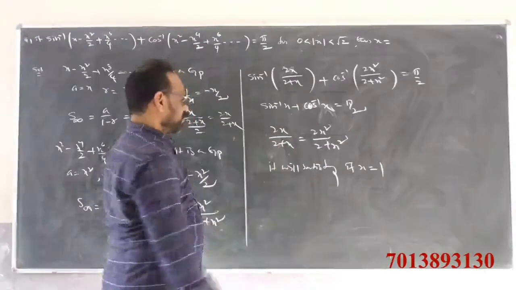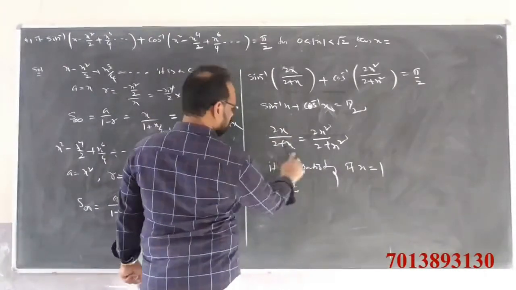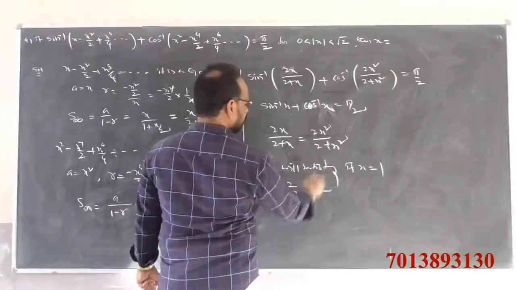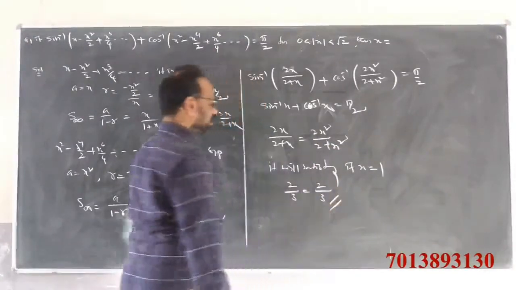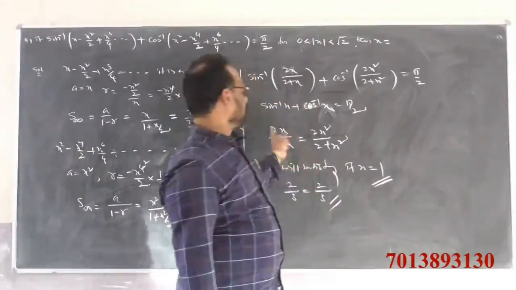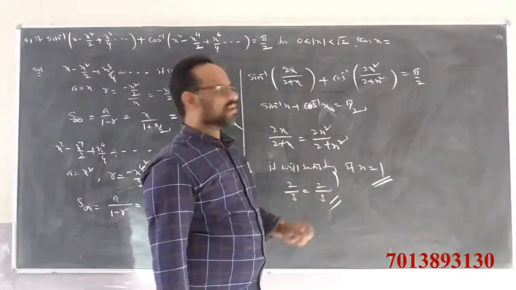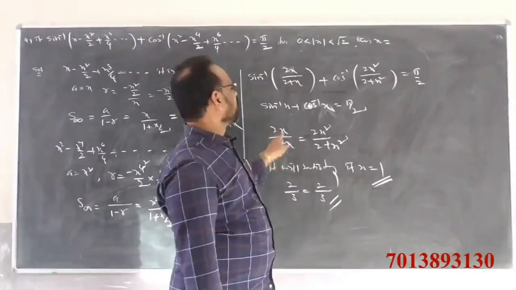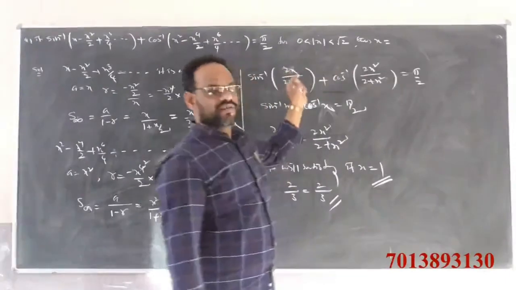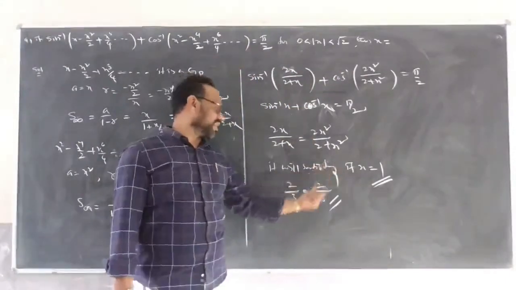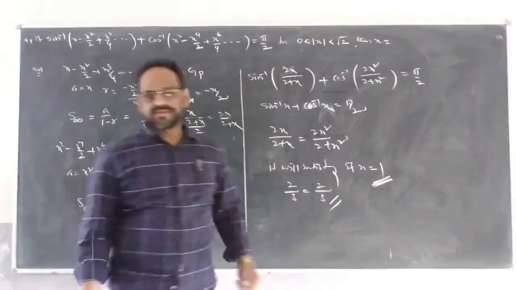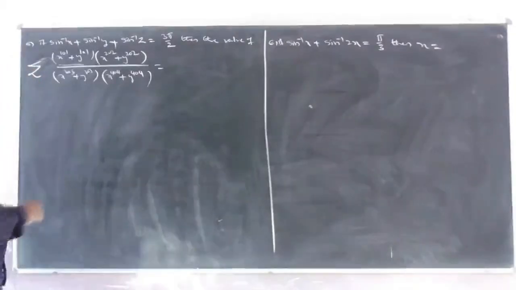Observe here: 2 into 1 is 2, by 2 plus 1 is 3, equals 2 into 1 square is 1, 2 only, 2 plus 1 we get 3. So 2 by 3 equals 2 by 3. So it will satisfy for x equals 1. Or if you do cross multiplication, we get x equals 1. 0 also will satisfy, but the value of x is greater than 0 and less than root 2 by 2. So only one solution, that is x equals 1. So x value is 1.